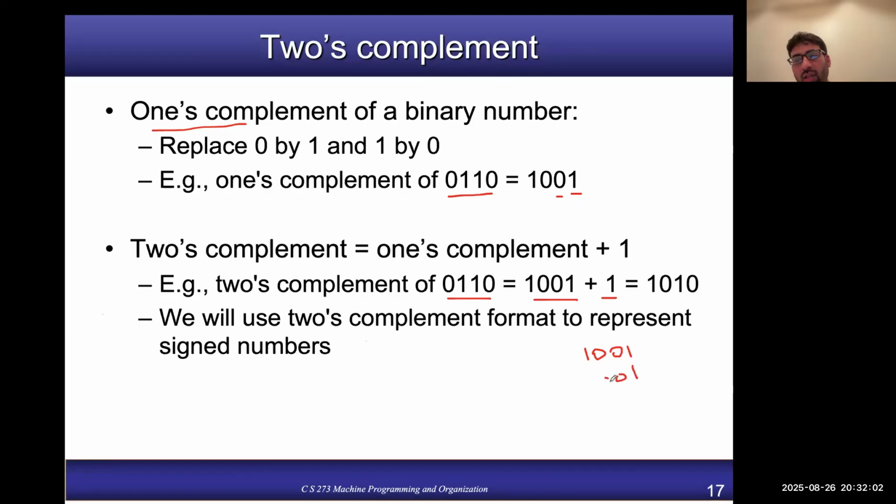Here all the leading digits are 0. If I add 1 to 1, it becomes 2, and 2 in binary is 10. So I write 0 here, and 1 is carried into the next position. Now I add 1 0 0, so it becomes 1 here, 0 here, and 1 here. So this is your two's complement. Basically, to find the two's complement, first find the one's complement and then add one to it. Any questions at this point?